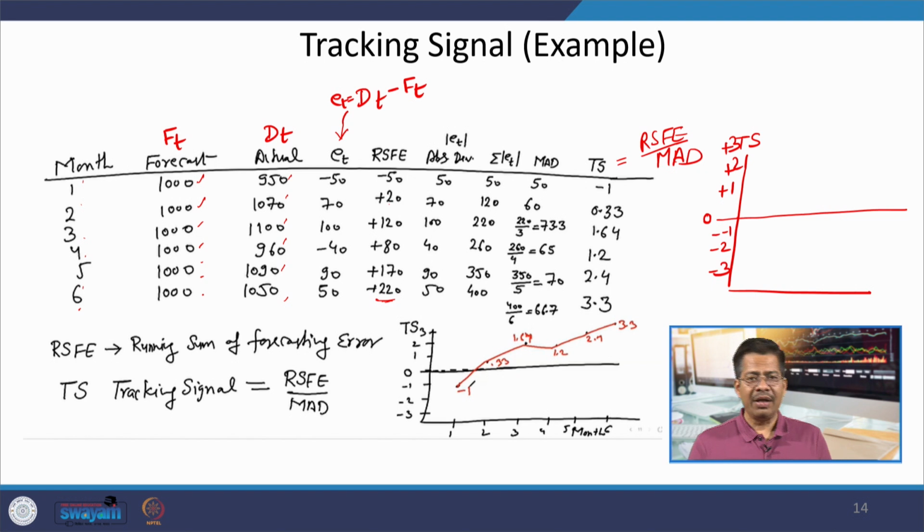And then you see that tracking signal starts with minus 1, then it is 0.33, 1.64, there is a slight decline here, slight drop, but then it is continuously rising. Now, ideally a tracking signal should fluctuate around the mean value, 0 value, but here tracking signal is continuously rising, which says that our predictions are slightly underestimated. Actual demand is more than the predictions.